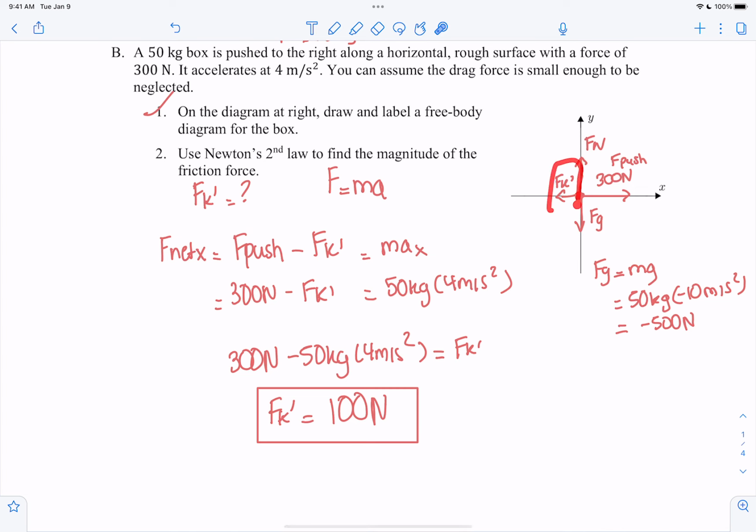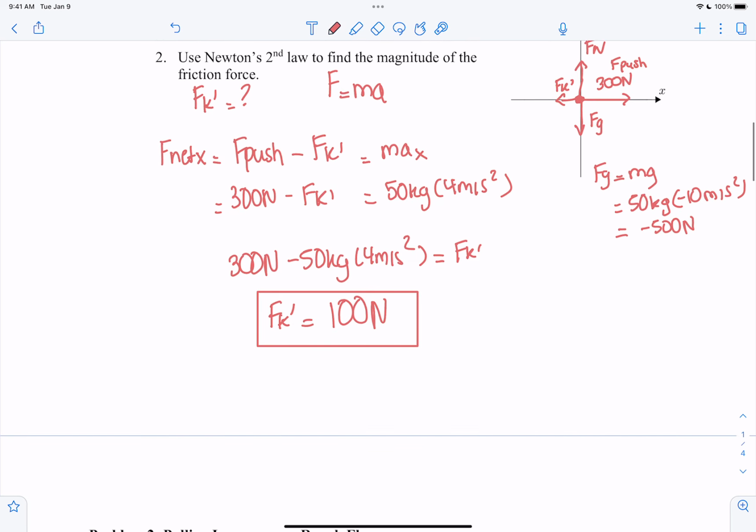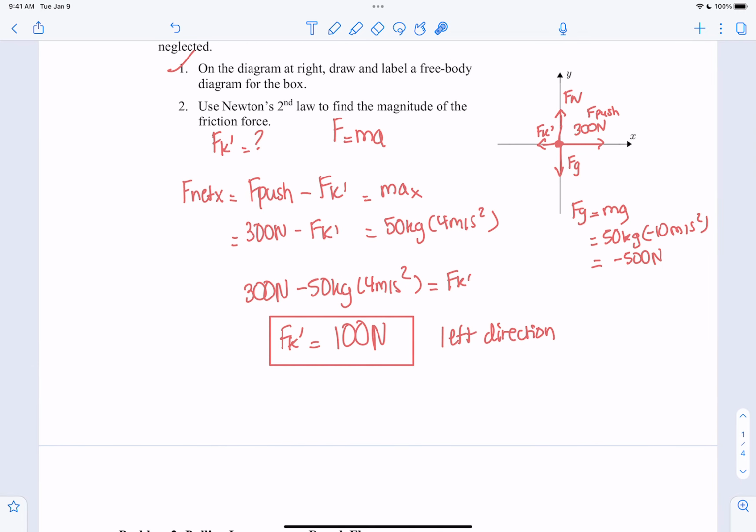So if we were saying, okay, this is negative 100 newtons, FK prime is negative 100 newtons. However, the magnitude of that kinetic friction force is 100 newtons, and that's what they want. At the same time, with this magnitude, you're left the freedom at the end to say, okay, this is 100 newtons in the left direction or in the negative x direction or whatever. So it just depends on the way you've set up your equation.